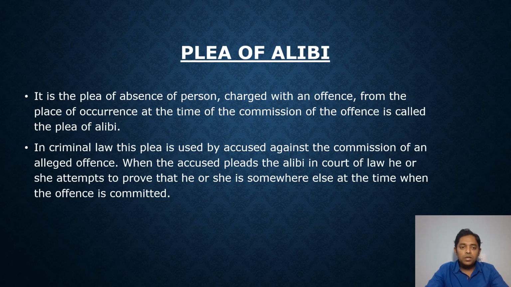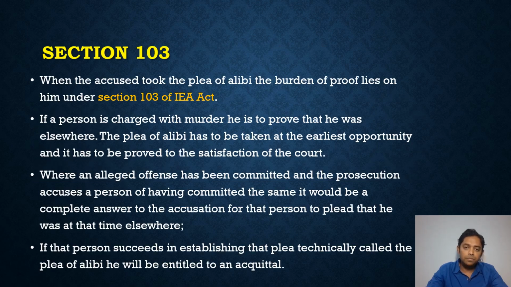Plea of alibi. The plea of absence of a person charged with an offence from the place of occurrence at the time of the commission of the offence is called the plea of alibi. In criminal law, this plea is used by the accused against the commission of an alleged offence. When the accused pleads alibi in a court of law, he or she attempts to prove that he or she is somewhere else at the time when the offence is committed.